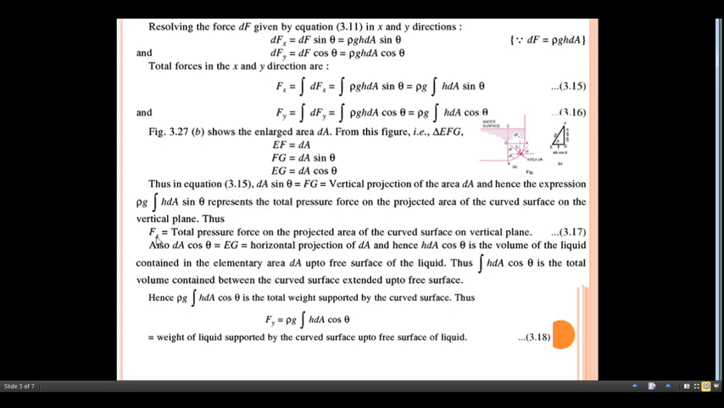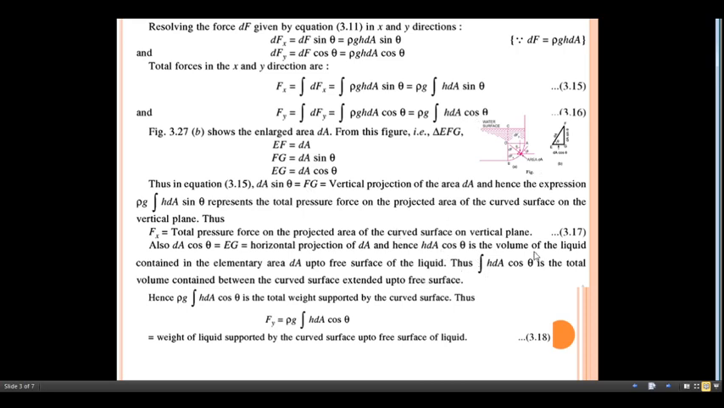Okay, so apart from this one, Fx is nothing but the total pressure force on the projected area of the curved surface on the vertical plane. Also this dA cos of theta is nothing but the EG, that will be the horizontal projection of dA, and hence h dA.